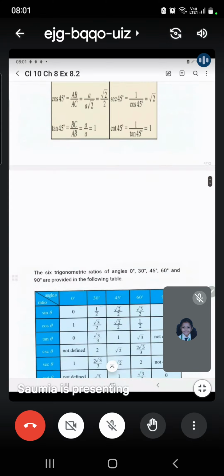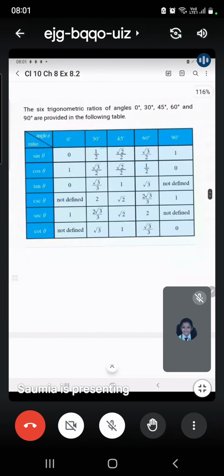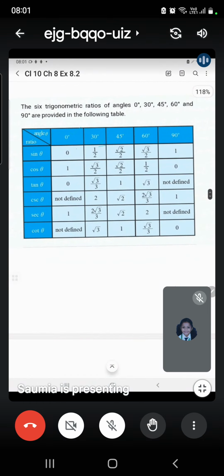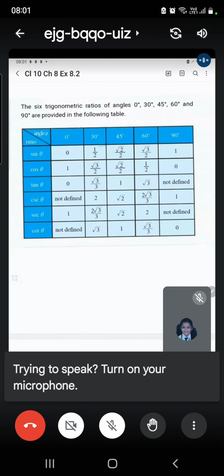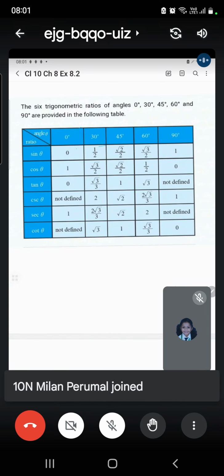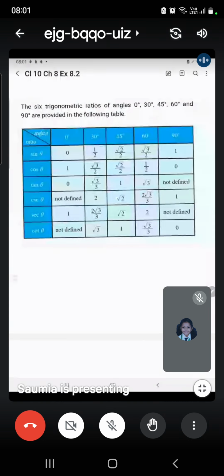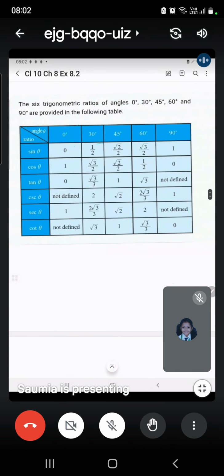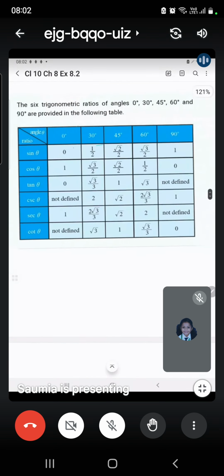Now, for that, we should know this table very well. If you remember, last Saturday we had learned this table in class. A week later, we are going to use this table. How we are going to use this table in real life situations is what this chapter is all about. So you should know what sine 0 is, what cos 0 is, everything. Sine 30, sine 45.